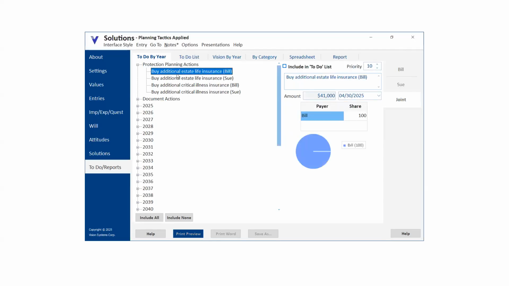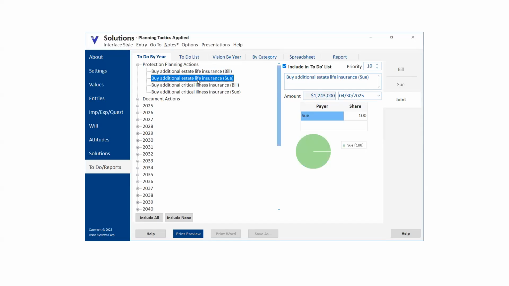So in the case of Bill's life insurance, I haven't included it. It's only a $41,000 estate need, and that can be financed out of Bill's estate. That's not a big issue. The estate need, by the way, is not because there's a cash deficiency.